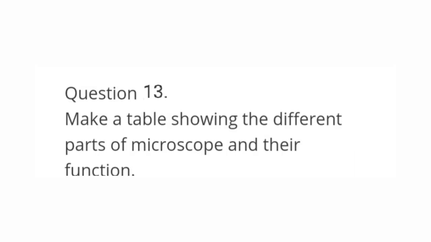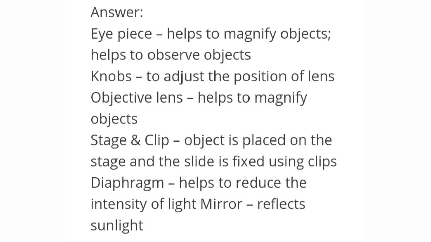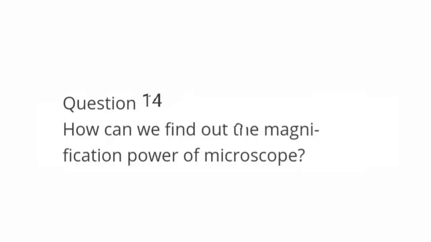Question number 13. Make a table showing the different parts of microscope and their function. Answer. Eyepiece helps to magnify and observe objects. Knobs adjust the position of lens. Objective lens helps to magnify objects. Stage and clips: the object is placed on the stage and the slide is fixed using the clips. Diaphragm helps to reduce the intensity of light. Mirror reflects sunlight.